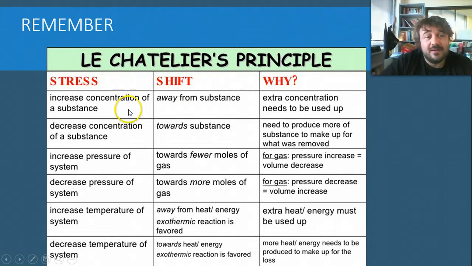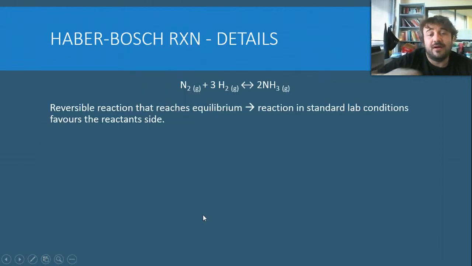In particular, a decrease in concentration of a substance. So if we decrease the concentration of a substance, it will move towards the side that substance comes from. If we increase the pressure of a system, it will move towards the side with fewer gas particles. And if we increase the temperature, it will move away from the heat or energy side, which is the exothermic side of the reaction.